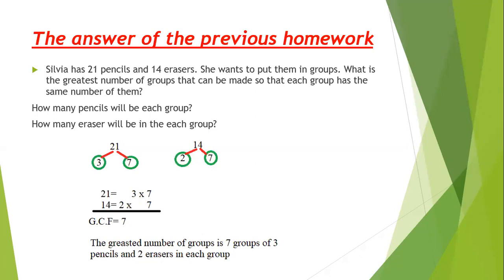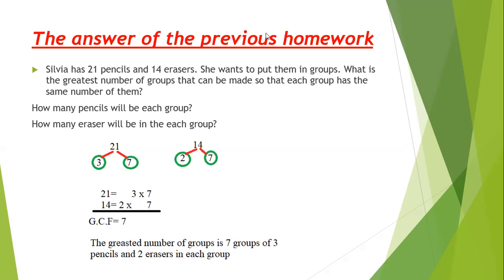Let's solve the previous homework. Sylvia has 21 pencils and 14 erasers. She wants to put them in groups. What is the greatest number of groups that can be made so that each group has the same number of pencils and erasers? How many pencils will be in each group? How many erasers will be in each group?